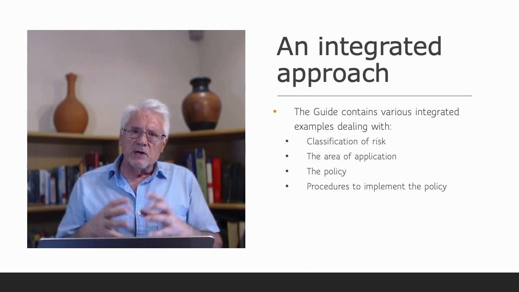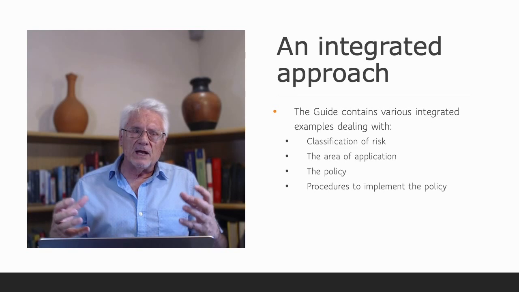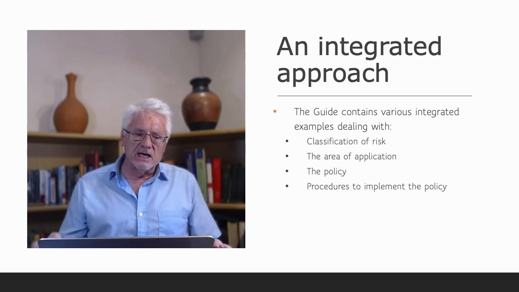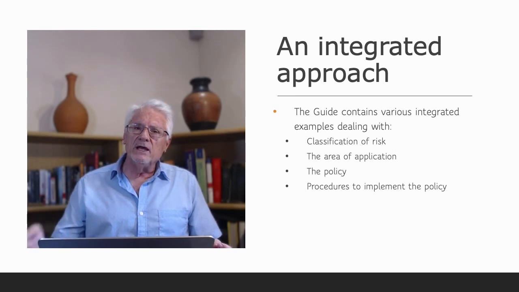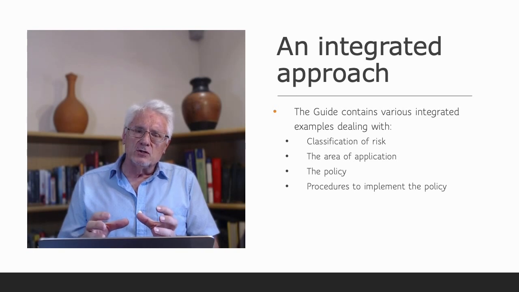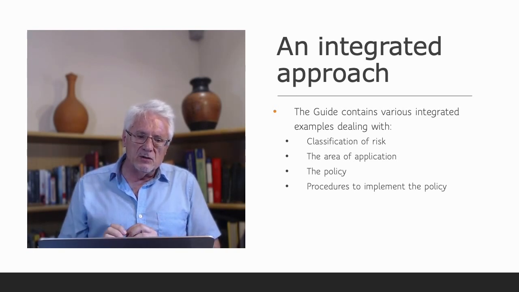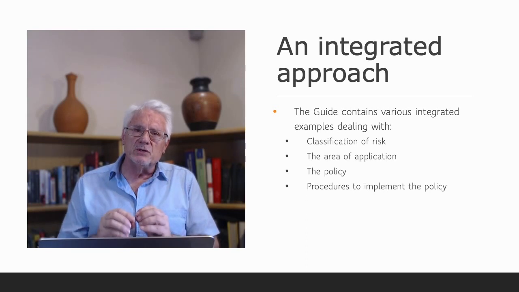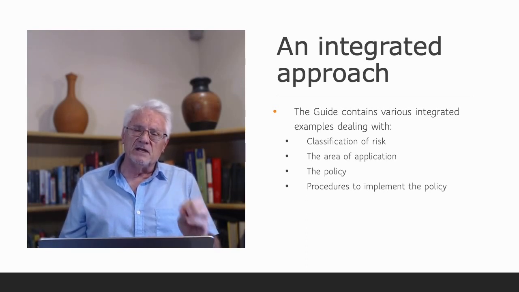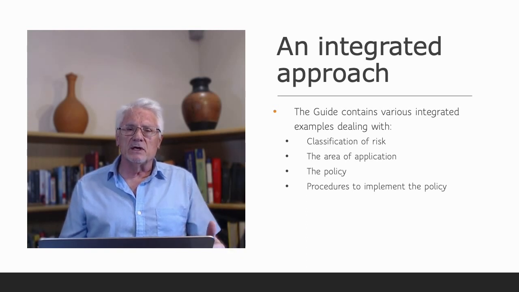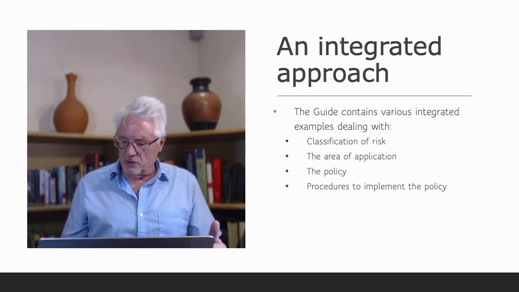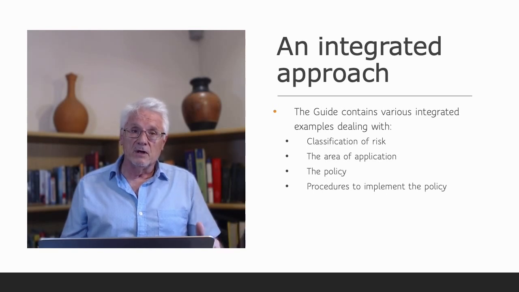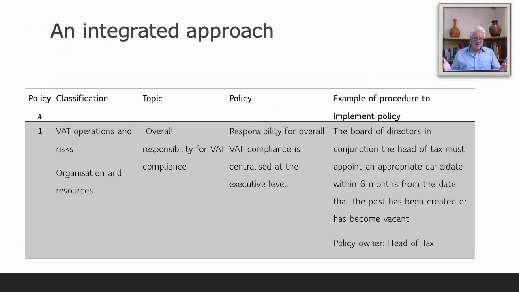If we have to create this structure or platform or framework, we have to start with understanding the risk. Then where is that risk applicable? What policy do you need to address that risk? And then what procedures do you need to implement and give feet and hands to the policy? We've dealt with the first three. Today we're going to look at examples of the fourth element. Now there's a typical example.